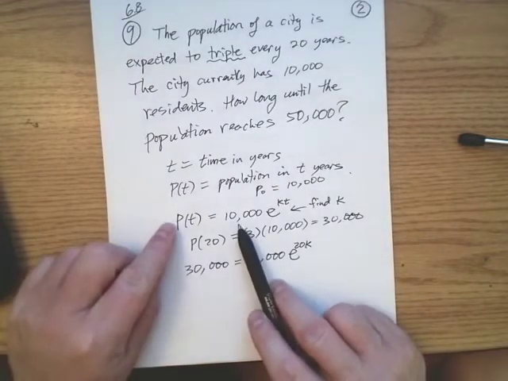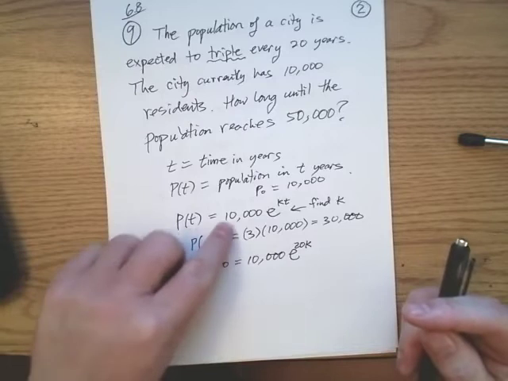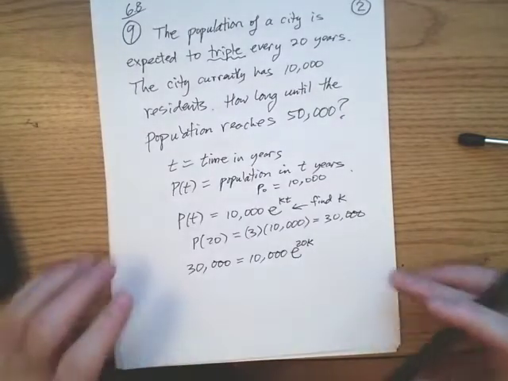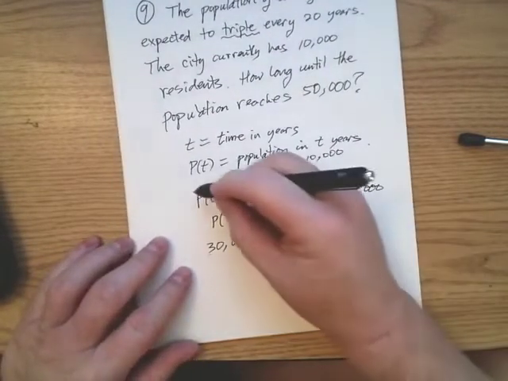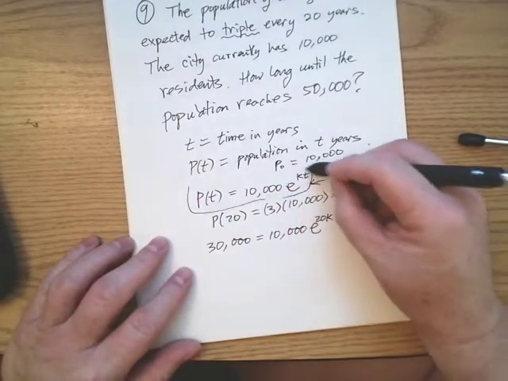We can come up with this formula then. P of t is 10,000 times e to the kt. So I'm using this approach this time. What we need to do is what?